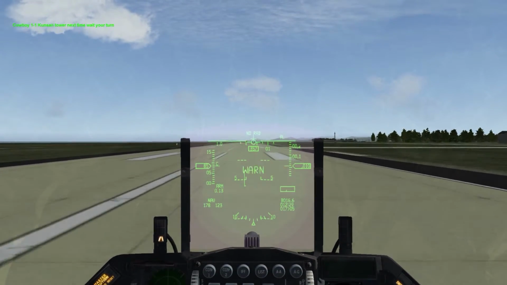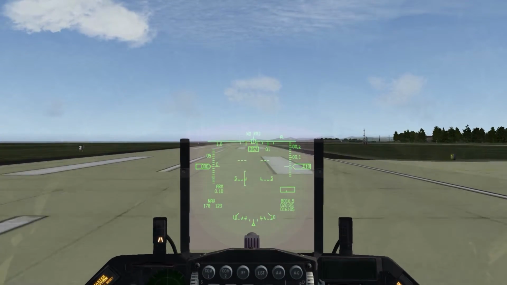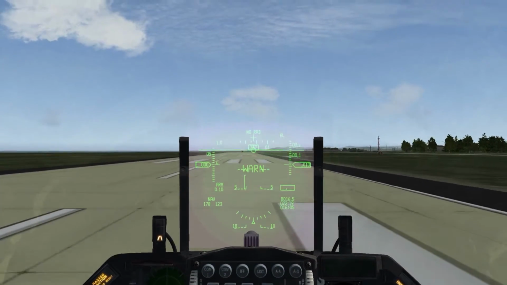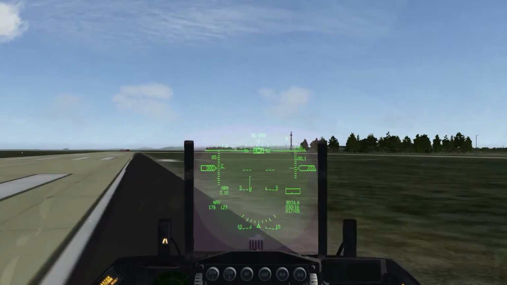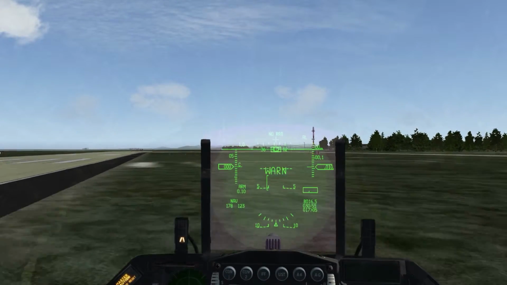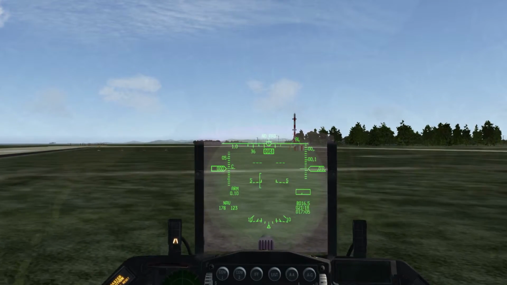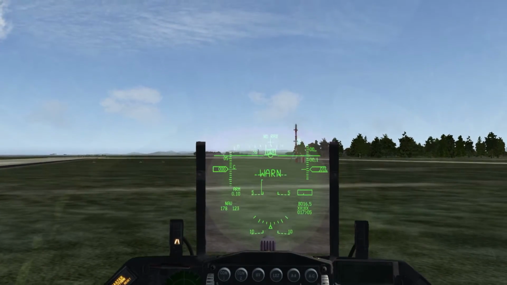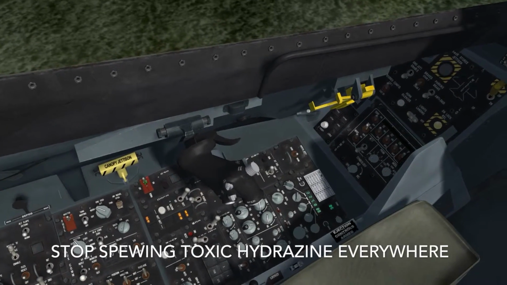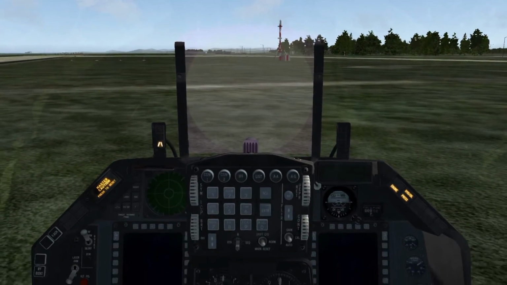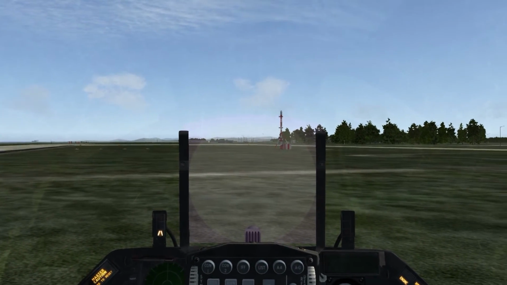Right, gentle braking. And then if you've got other people flying, use differential braking just to turn yourself off and get off the runway so that they can land as well. Right, turn off the EPU. And there we go. That concludes the lesson on engine out landings.